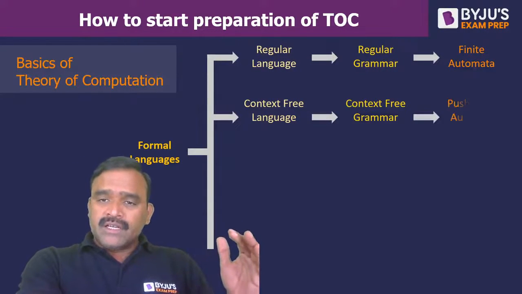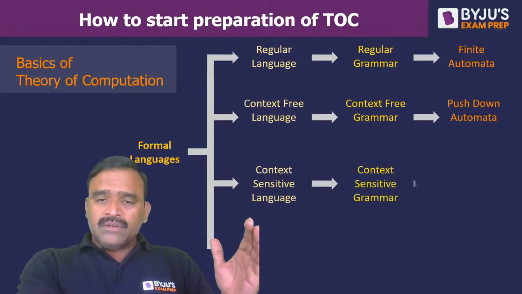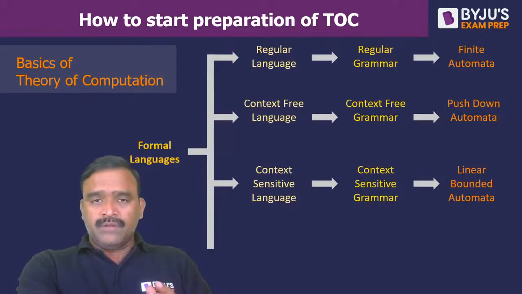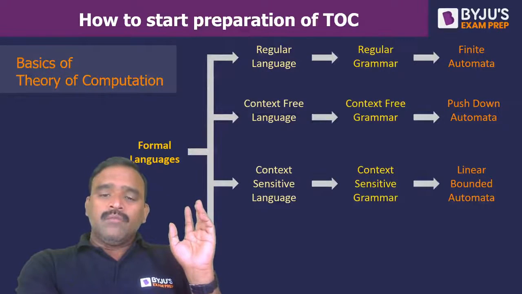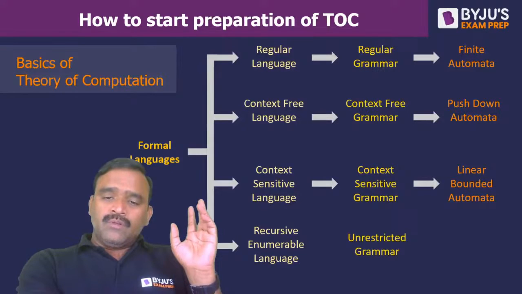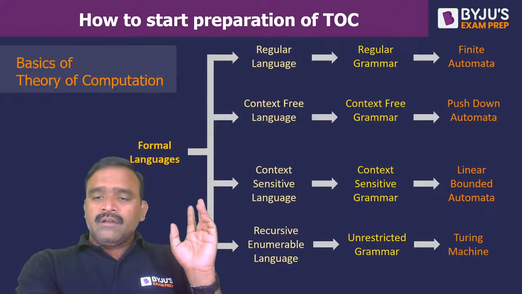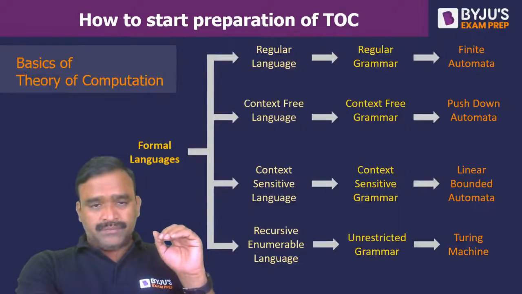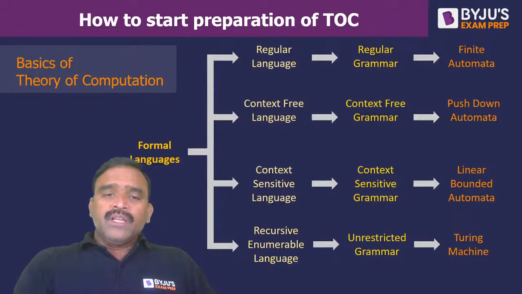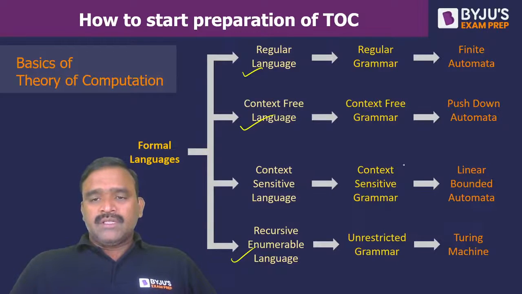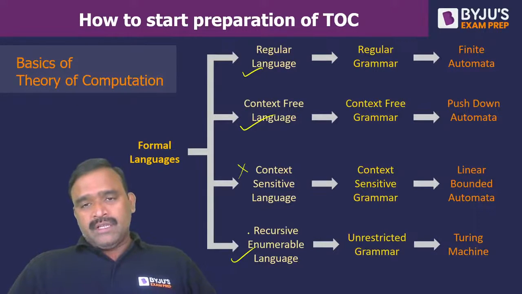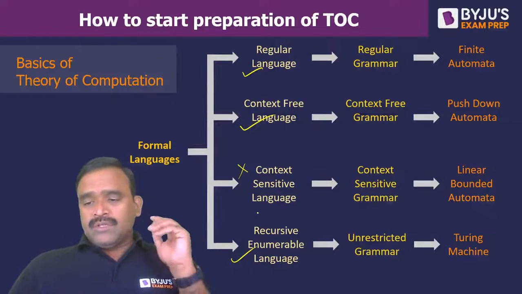And context-free languages, context-free grammars, and push-down automata. Context-sensitive languages, context-sensitive grammar, and linear bounded automata. The first one is a language name, the second is a grammatical representation, and the third is an abstract machine, the machine counterpart. And then recursively enumerable languages, unrestricted grammar, and then Turing machine. These are the 4 types of languages. But in our syllabus, the coverage should be complete regular languages, complete context-free languages, and recursively enumerable languages. Context-sensitive is not in our syllabus. I have already shown you the syllabus.